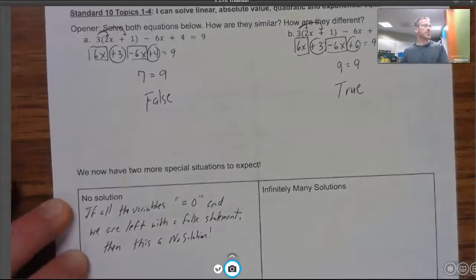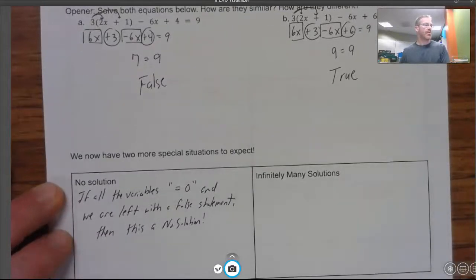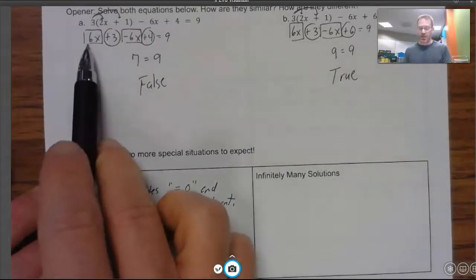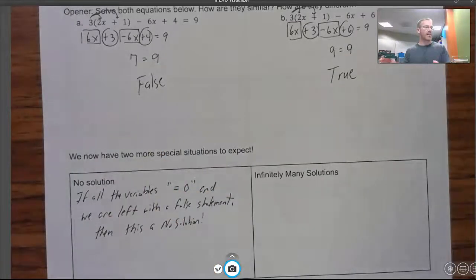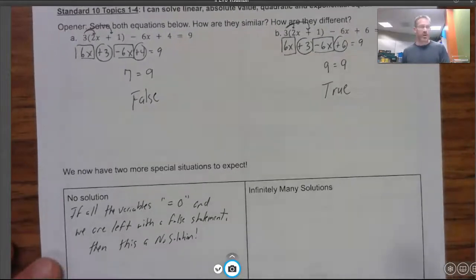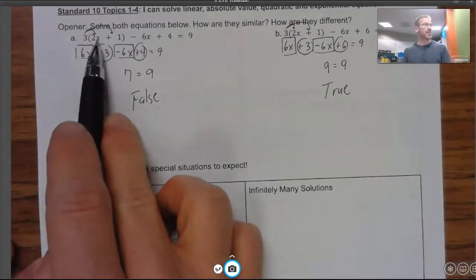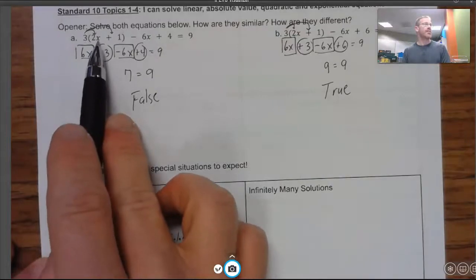All right, no solution problem there. Okay, so if all the variables equal 0, so just like they did here, 6x minus 6x, that's 0, we don't write anything, gone. Okay, that's no solution, all right? Nothing is going to be true there. No matter what value of x we pick and plug it in here, we will always get a false statement.